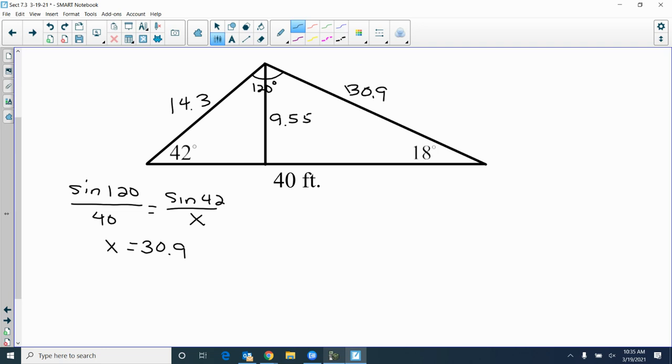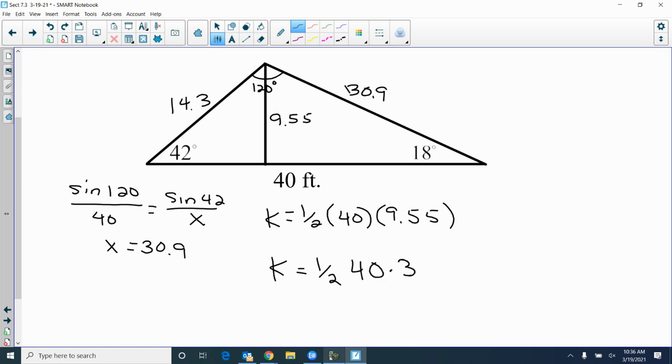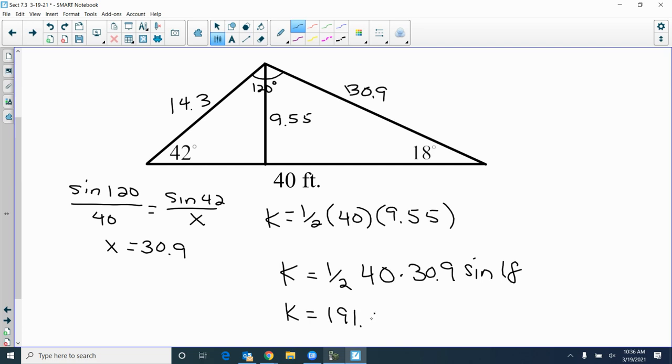So you can either find the height and do 1/2 base times height. K equals 1/2 times 40 times 9.55. Or you can use our fancy new formula, which would be 1/2 times 40 times either 30.9 times sine of 18 or 14.3 times sine of 42. Okay, so what did we get? What do we say? 191.4? 191.4, depending on how you round it, or if you round it.